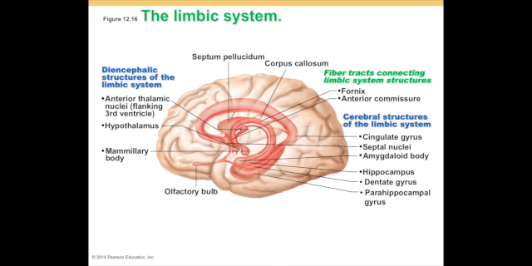We see the corpus callosum. Of course, we see the septum pellucidum that separates the two lateral ventricles. We see the fiber tracts on the right hand side in green. The fiber tracts connecting the limbic structures such as the fornix and the anterior commissure. And then we see the cerebral structures in the limbic system, which include the cingulate gyrus, the septal nuclei, and the amygdaloid body. And of course we have the hippocampus, dentate gyrus, and parahippocampal gyrus as well.